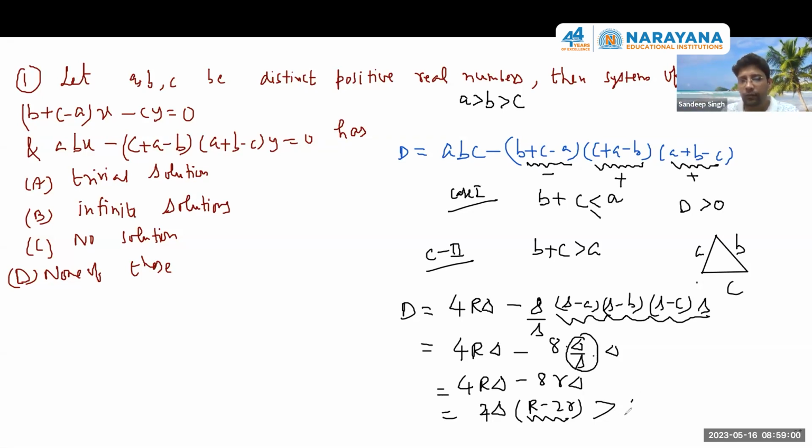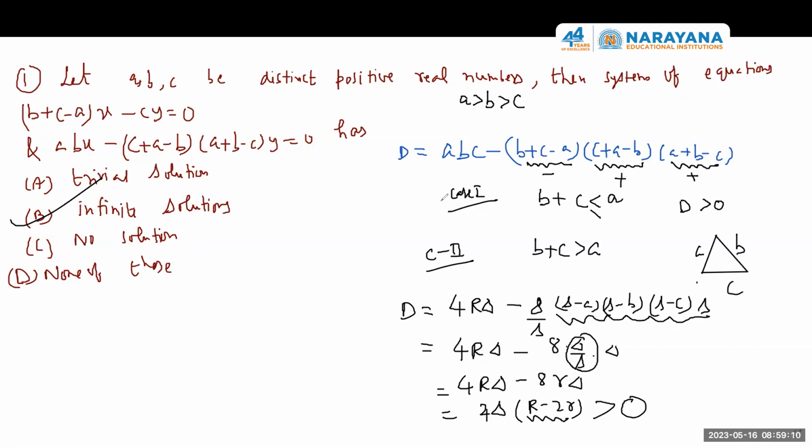ABC are already distinct. So D in any case will be positive. Hence this will always possess infinite solutions, non-trivial solutions. Is that clear? Yes, sir. Understood? No? So you might have made some mistake. Please check your working again.